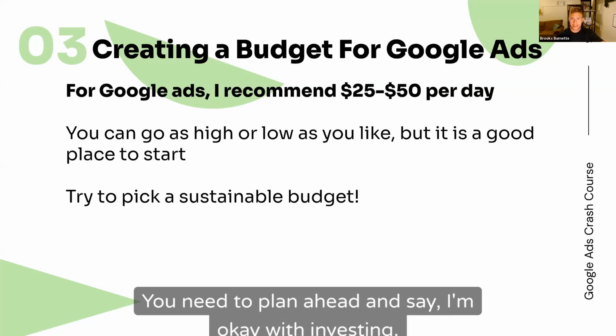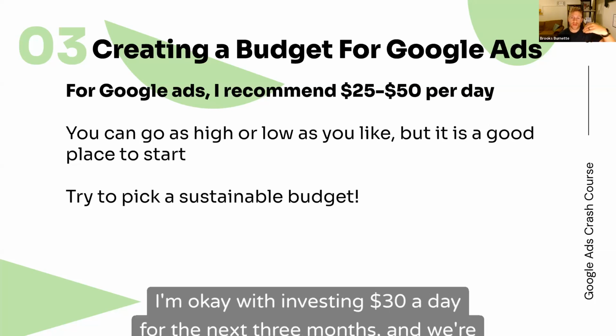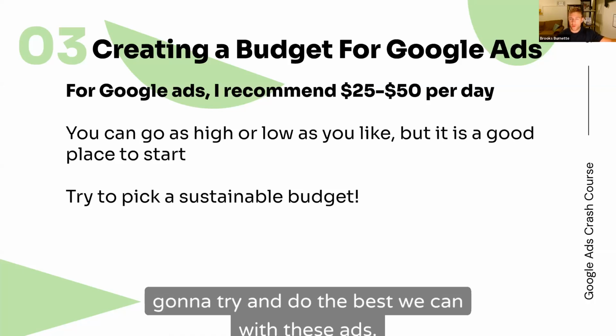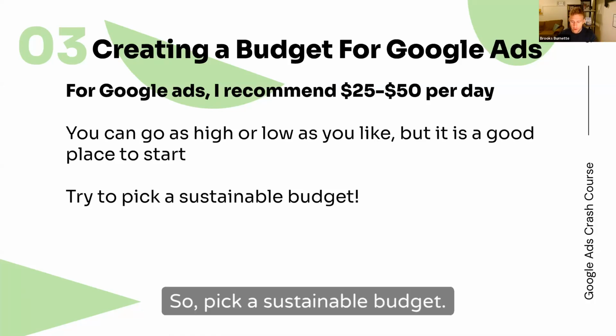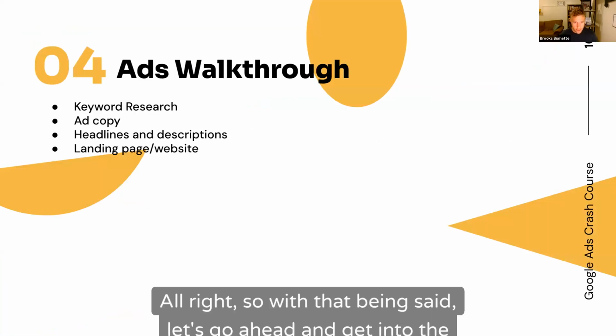You need to plan ahead and say, I'm okay with investing, because that's what this is, an investment. I'm okay with investing $30 a day for the next 3 months, and we're going to try and do the best we can with these ads. So pick a sustainable budget. All right, with that being said, let's go ahead and get into the walkthrough.